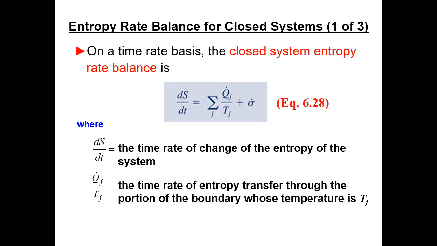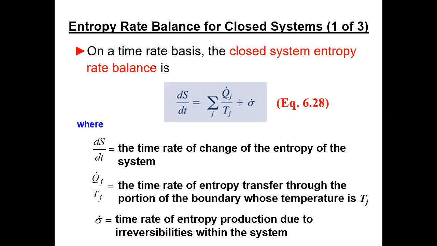Q dot j divided by T sub j is the time rate of entropy transfer through the portion of the boundary whose temperature is Tj. So it's the rate at which heat is coming across divided by the temperature on the boundary where it crosses. And then sigma dot is the time rate of entropy production due to irreversibilities within the system. So it's the same kind of definitions. We just talk about them all being rates instead of amounts.